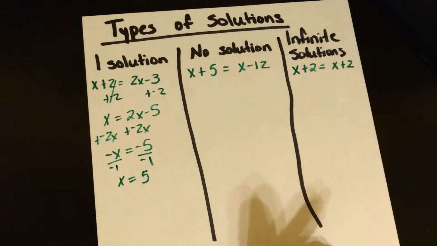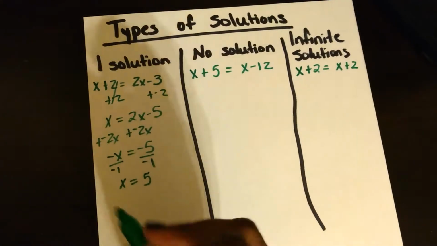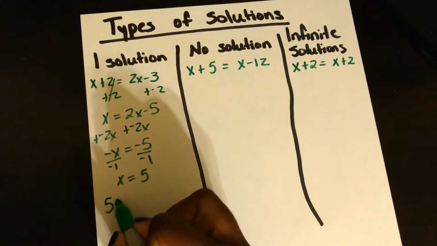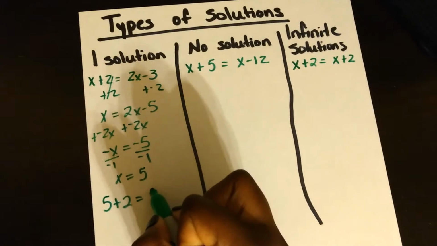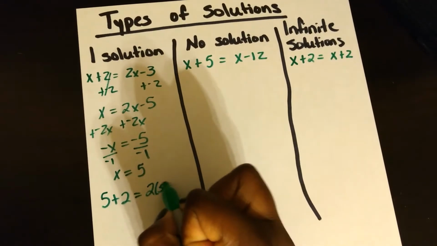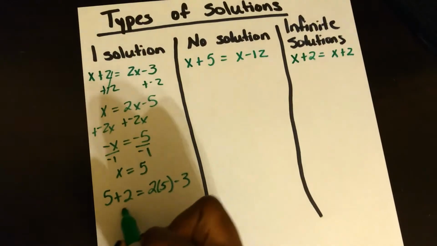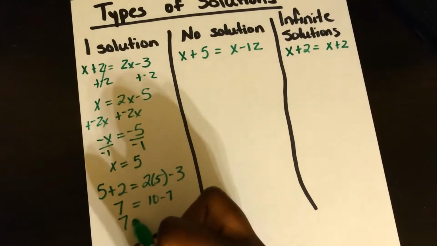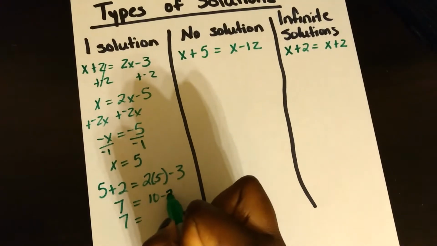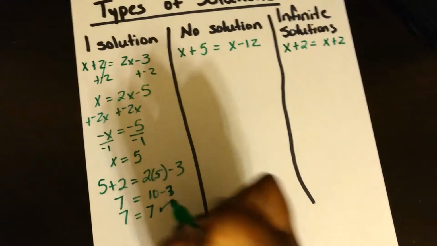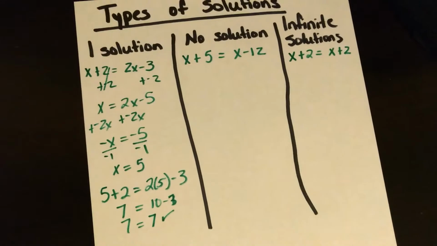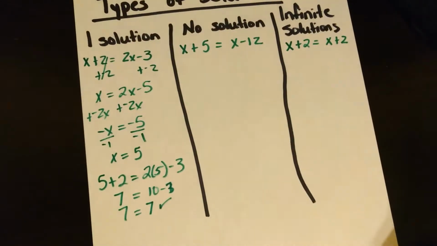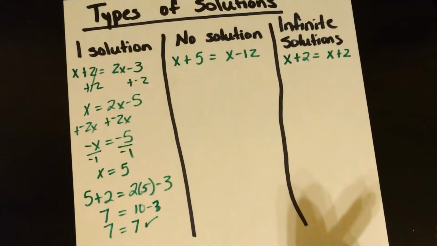Now, when I plug that back into my original equation, 5 plus 2 equals 2 times 5 minus 3, I'm going to get 7 on both sides. 10 minus 3 is 7, which is a true statement. Therefore, I know this has one solution.